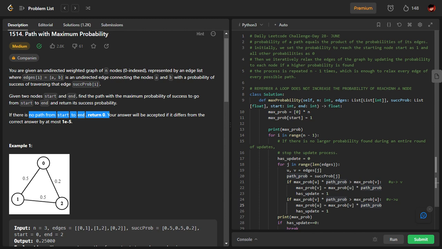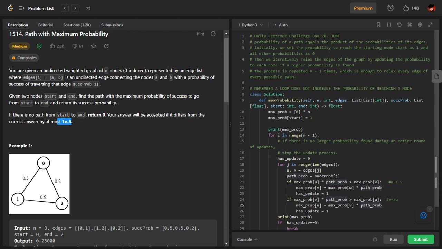Your answer will be accepted if it differs from the correct answer by at most 1e-5, so basically 10 raised to the power minus 5. It refers to the last 5 decimal places of your answer. If those don't match, that's fine, but other than that, everything should match. That's what I'm trying to say.